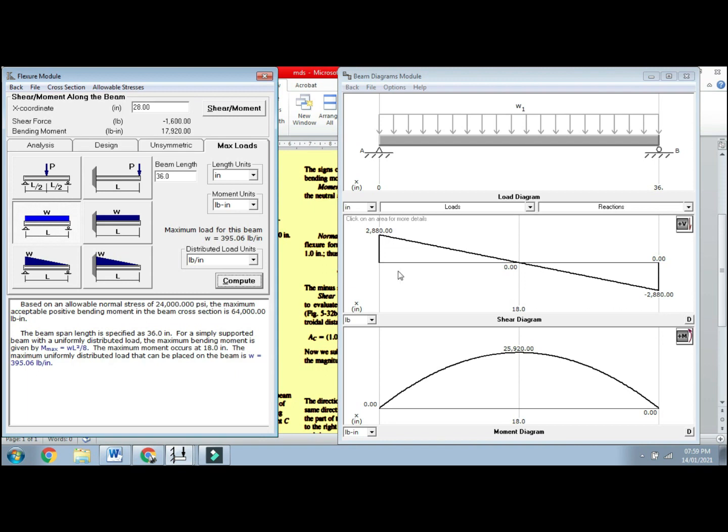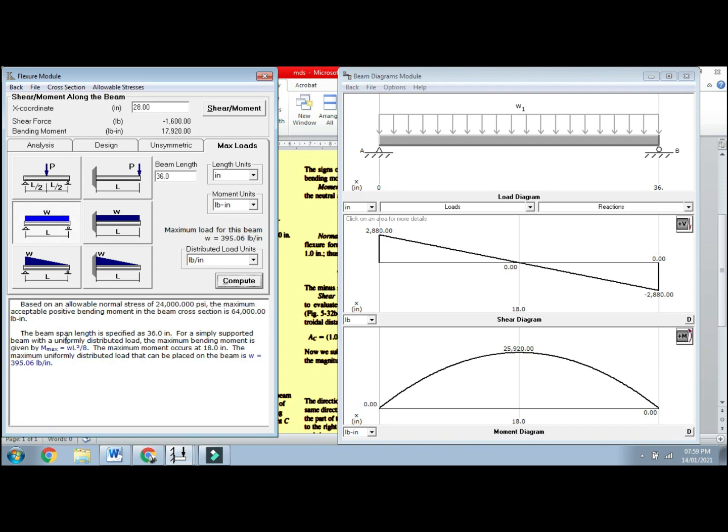मगर जो हमारा लोड है, अगर आप यहां पे देखें, this was 160 pounds per inch and it was resulting in a bending moment of 25,920 pounds inch. ये यूनिट है हमारा. But the design that we have selected has the capability for 64,000 pounds inch. Okay, so it means that we are in safe waters. We are not going to see anything wrong with that.